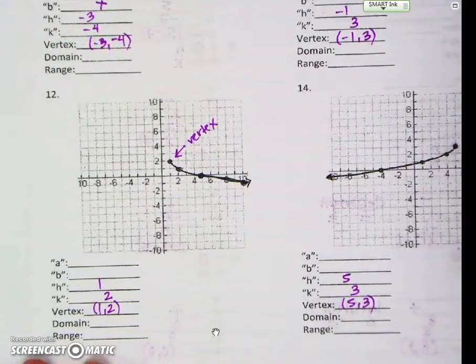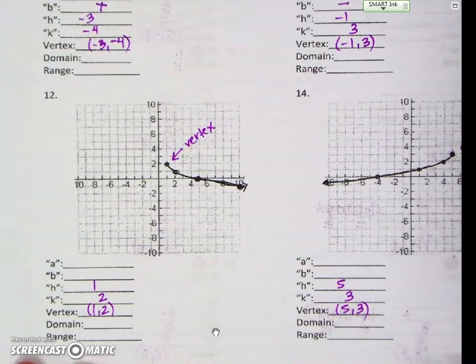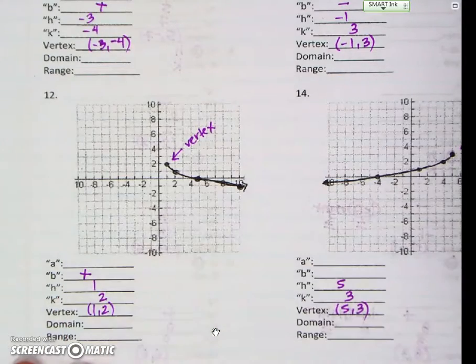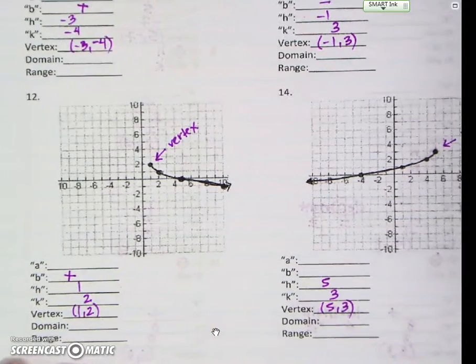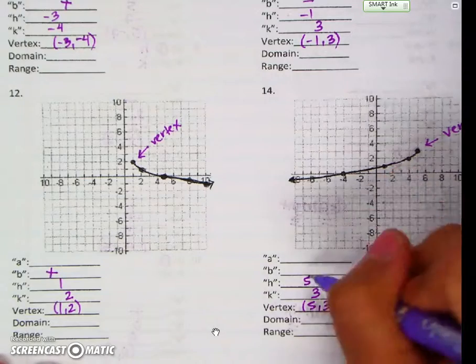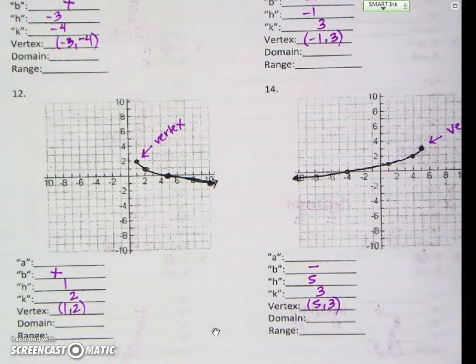If I look at number 12, is my graph pointing to the left or to the right? To the right, so B is positive. Okay, and number 14, is my graph pointing to the left or to the right? To the left, so B is negative. Are there any questions on that?